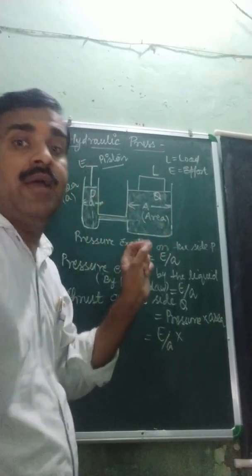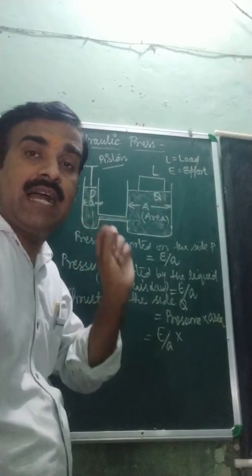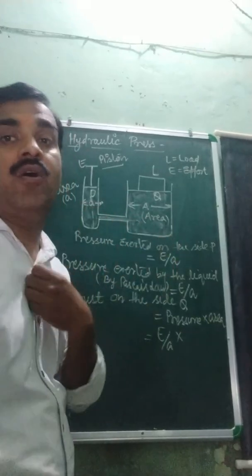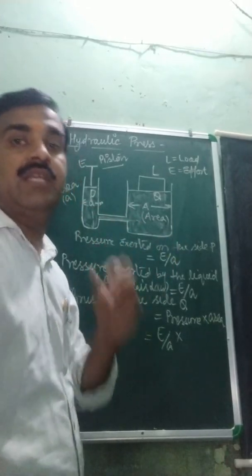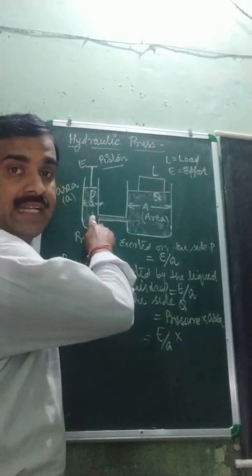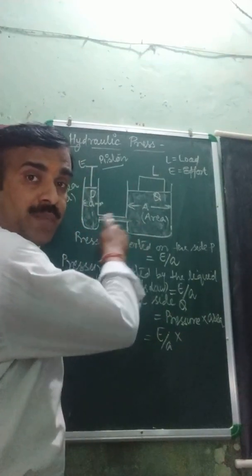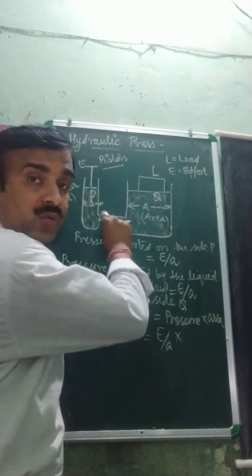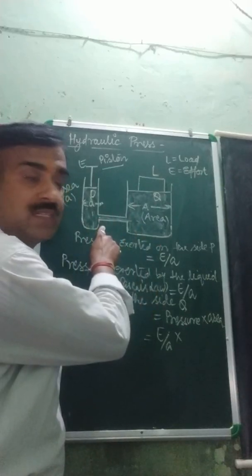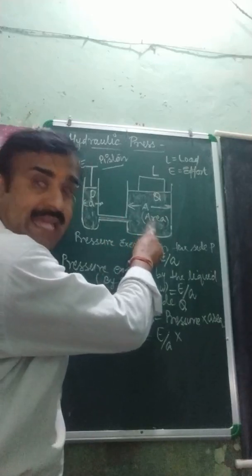So once the pressure transfers, according to Pascal's law, the pressure is equally transmitted in all directions. Since both cylinders are connected through a small pipe, if the pressure here is E by a, then here also it will be E by a.